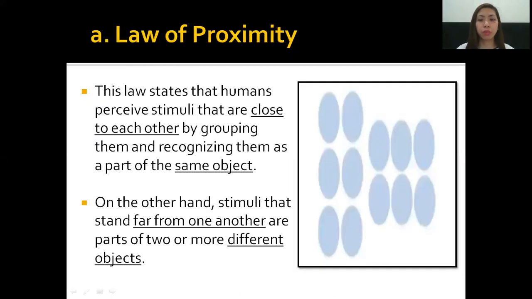First, we have the law of proximity. It states that humans perceive stimuli that are close to each other by grouping them and recognizing them as part of the same object. On the other hand, stimuli that stand far from one another are parts of 2 or more different objects. So for example, in this figure, the circles on the left appear to be grouped in vertical columns, while the circles on the right appear to be grouped in horizontal rows.